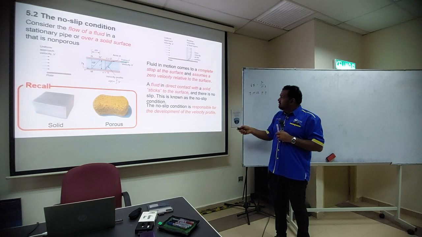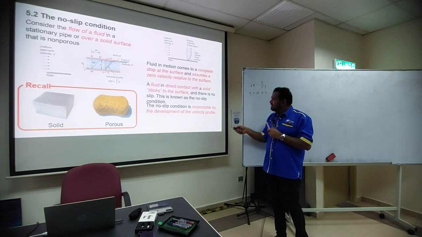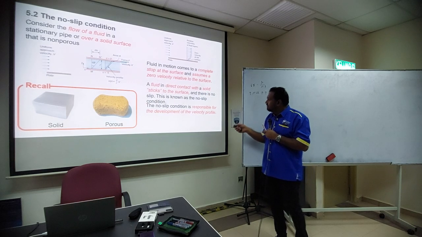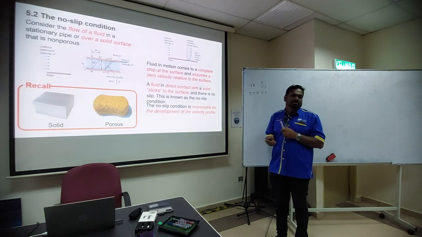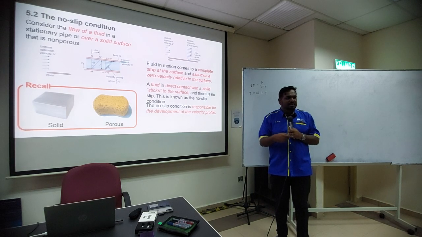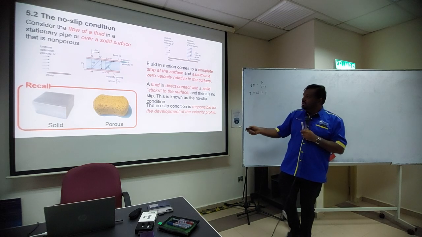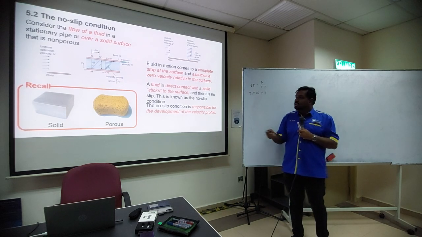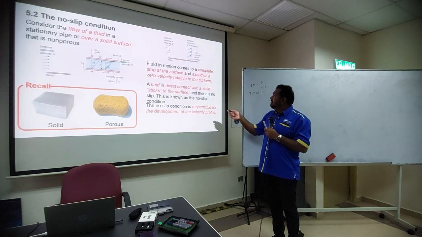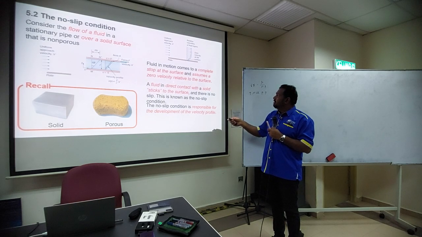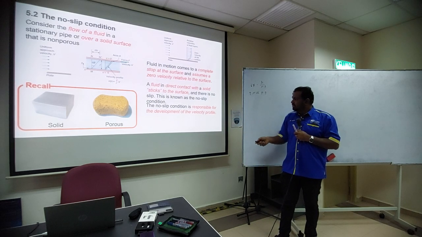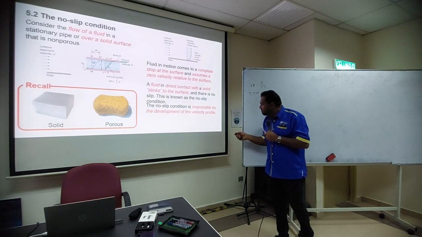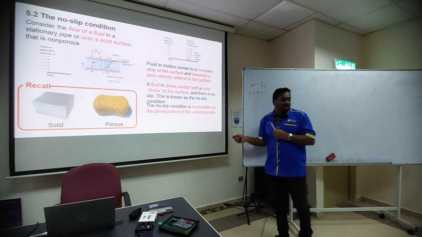Okay, so the fluid in direct contact with the solid sticks to the surface, and there is no slip. This is known as the no slip condition. If in the exam I ask you to explain the no slip condition, you can explain all this. At that point there will be zero velocity because the fluid is touching the surface. The no slip condition is responsible for the development of the velocity profile.